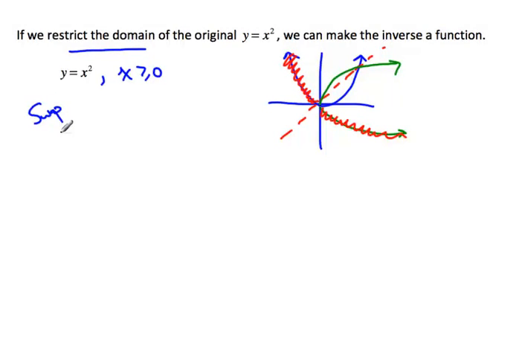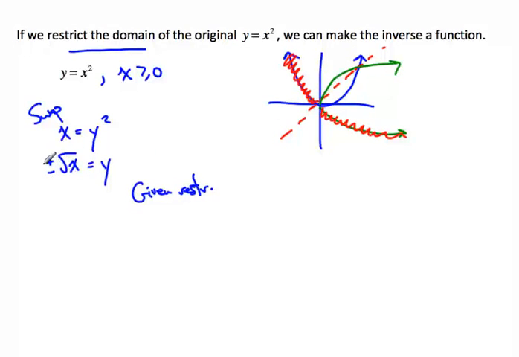We swap x and y. So x is equal to y squared. I take the positive and negative square root of x, and I get this. However, given the restriction in the original question that the domain is restricted to x is greater than or equal to 0, I've only got this part. I can see from my graph that I'm only going to keep the top half of this parabola.